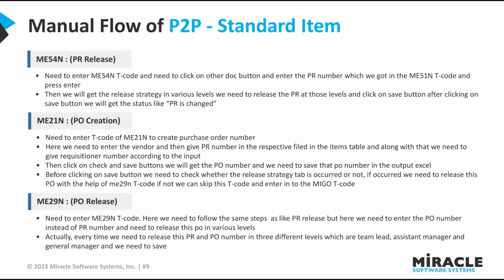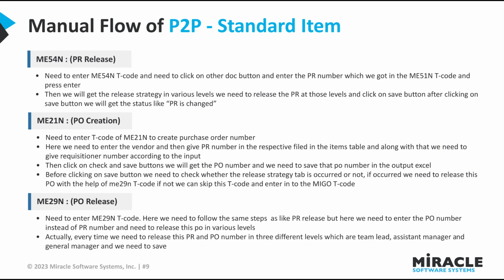For this, firstly we need to enter the ME54N T code, click on the other document button, enter the PR number which we got in the ME51N T code, and press enter. Then we get the release strategy in various levels. We need to release the PR at those levels and click on the save button. After clicking on save, we get the status like PR is changed.